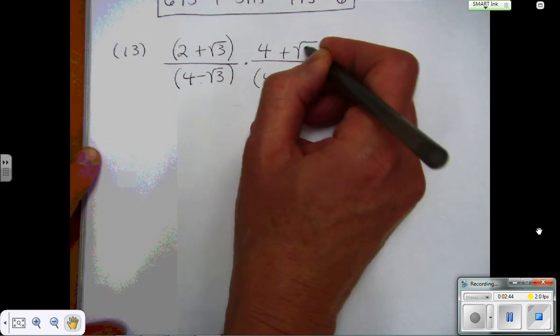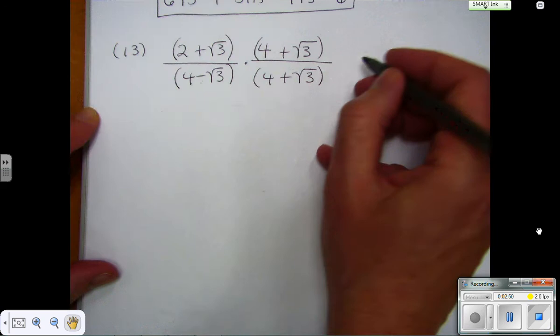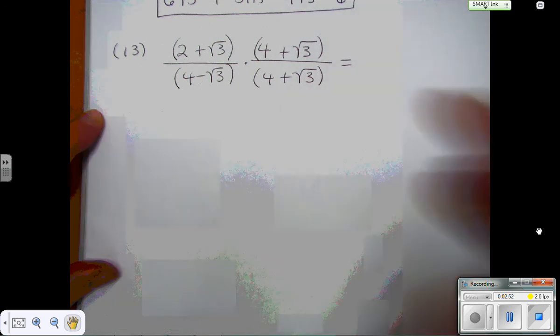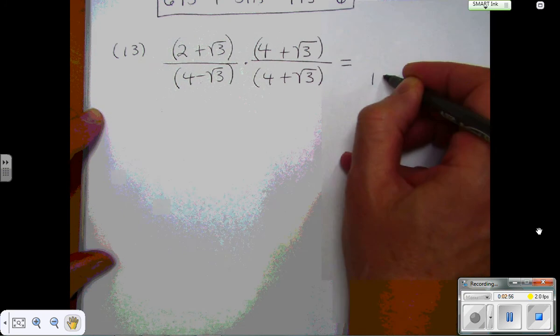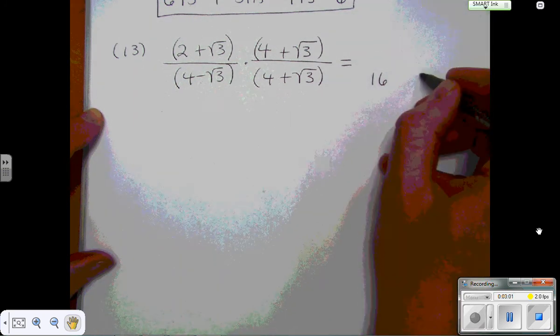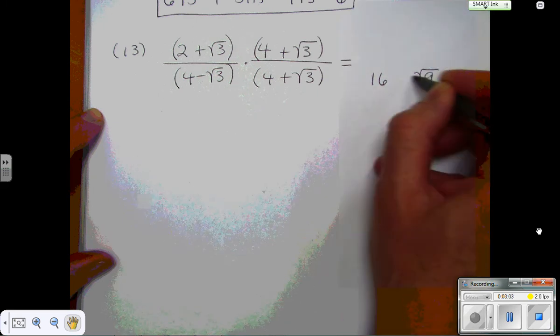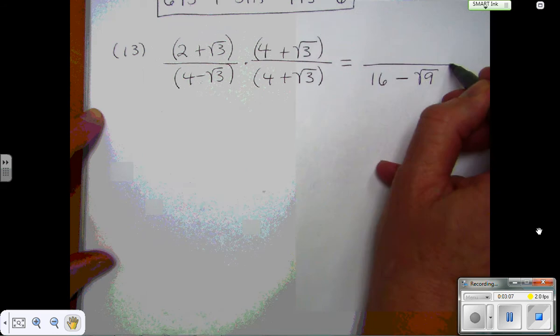So my numerator is going to wind up having radicals in it, but the denominator will not. I'm going to get rid of them. So the shortcut to multiplying conjugates together is square the first term, that's a 16, square the last term. Radical 3 times radical 3 is, I'll just put radical 9 for now, and subtract them. And then I'm going to FOIL my numerators together.